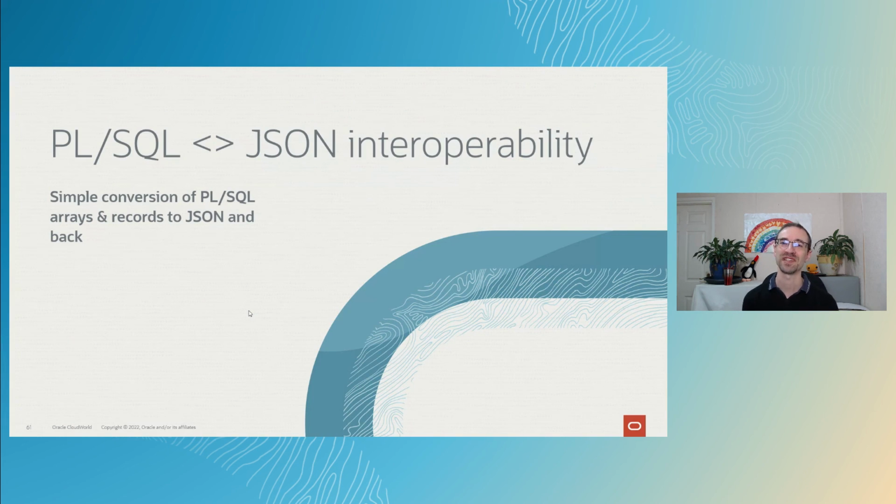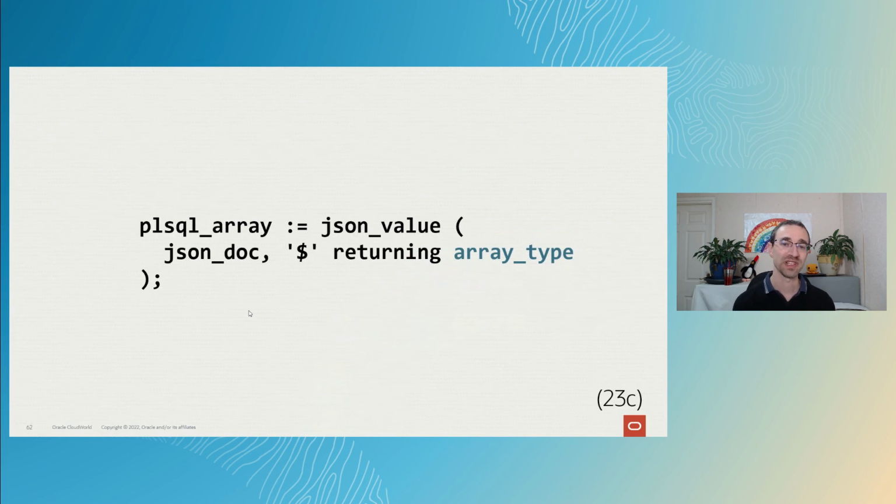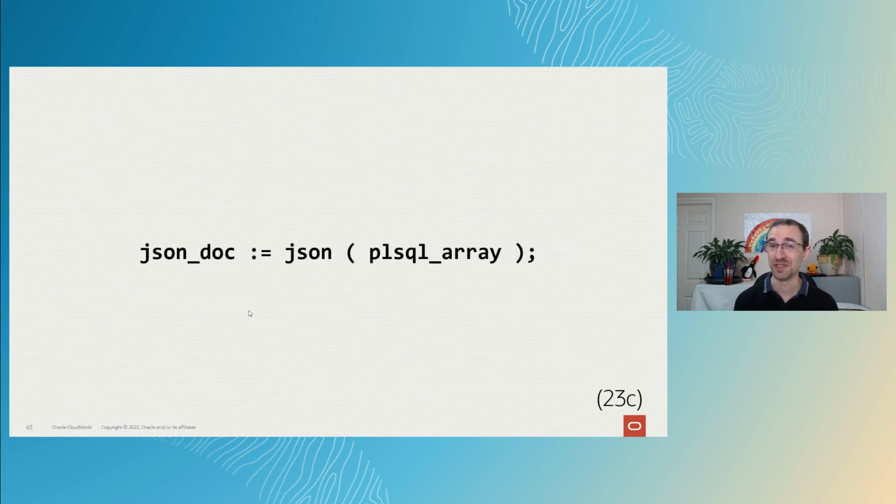In 23c, we've now got a simple way to convert from JSON to PL/SQL arrays and objects and back again. If we've got JSON we want to turn into PL/SQL types, we just use JSON_VALUE with the array type. It does this mapping, so the attribute names in the JSON have to match the attribute names in the record and array and so on. It will map those up and do the conversion for you. As long as they match, it's super simple. Going back the other way, from PL/SQL back to JSON, is even easier. We just use the JSON constructor like this to do the conversion.